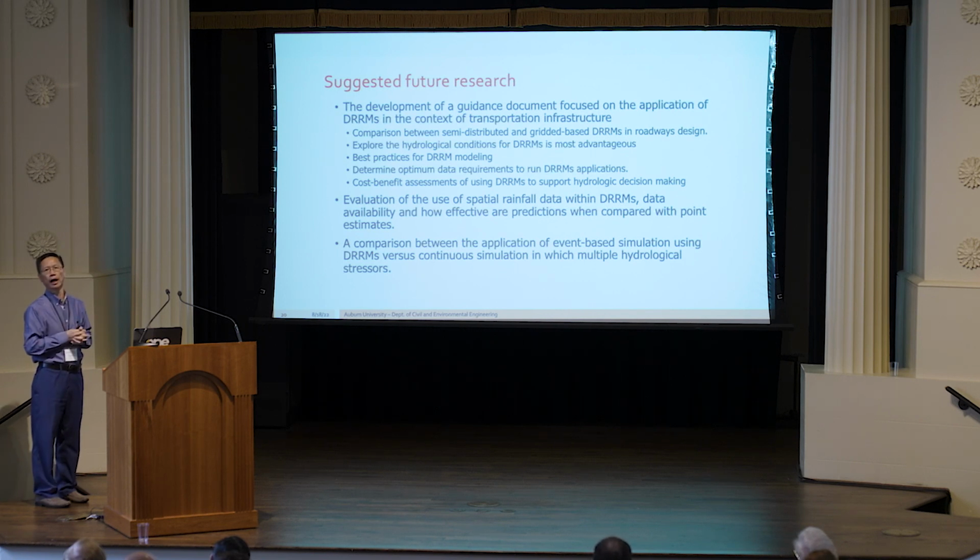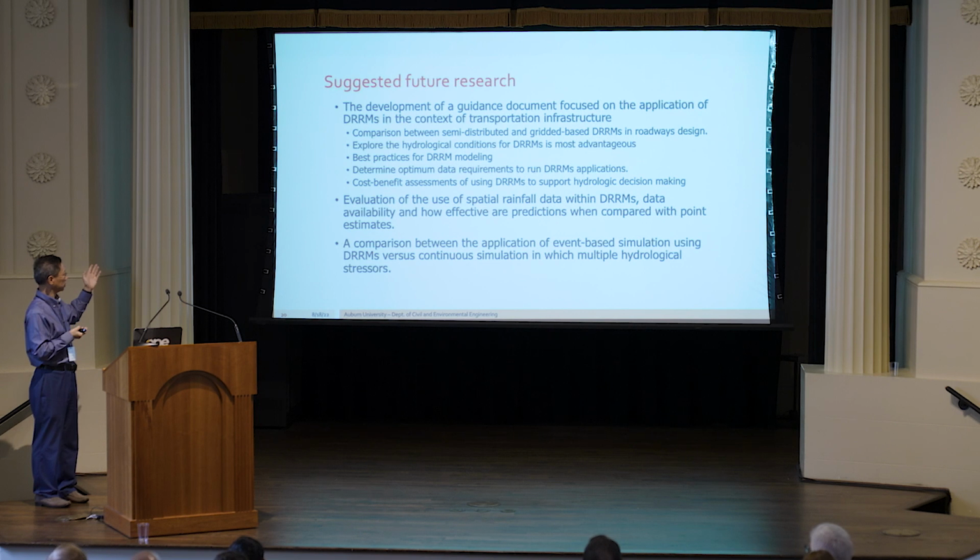This may help the DOTs to promote or use more DRMs, especially if they want to do resilience design or link to the climate impact. The lumped model will not do that at all. You go to that crossing, no matter how many times you try it, you get the same result, okay?